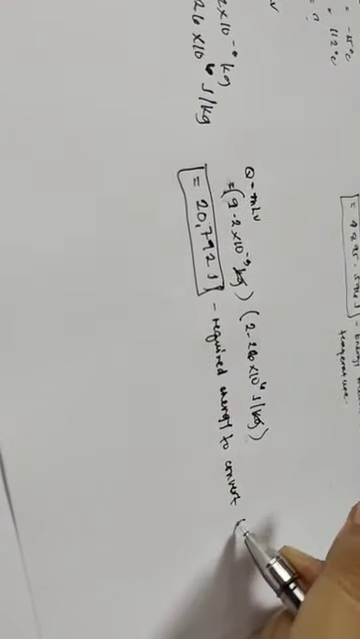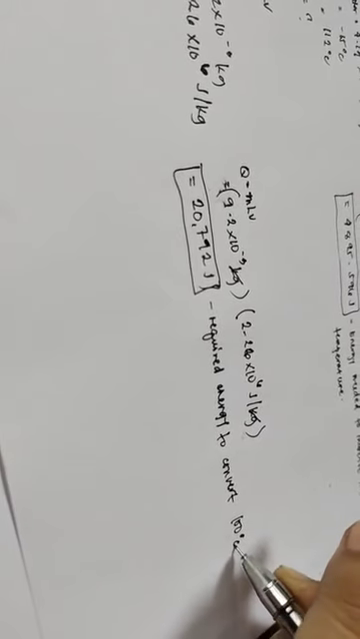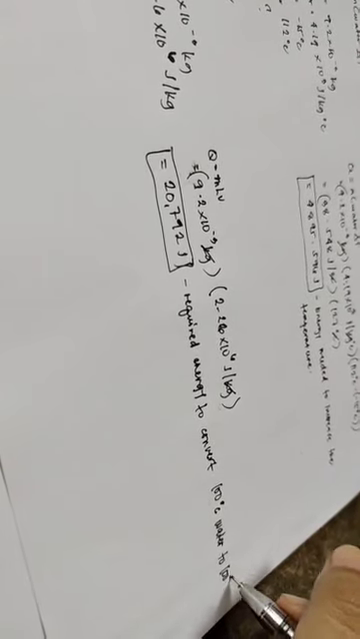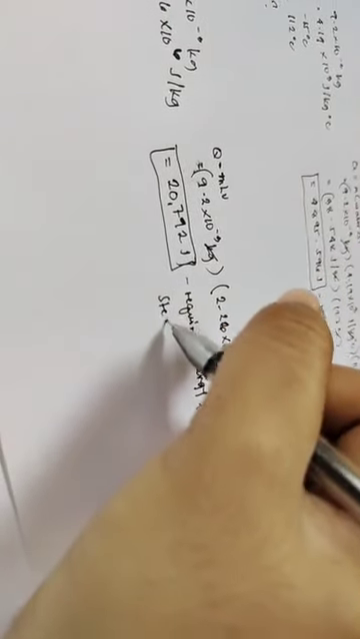is 20,792 joules. It is the required energy to convert 100 degrees Celsius of water to 100 degrees Celsius steam.